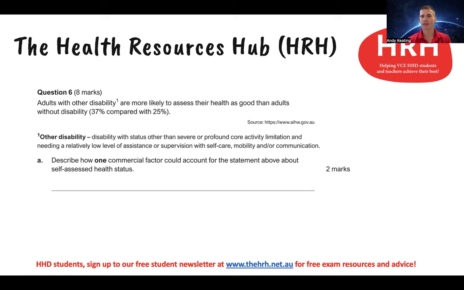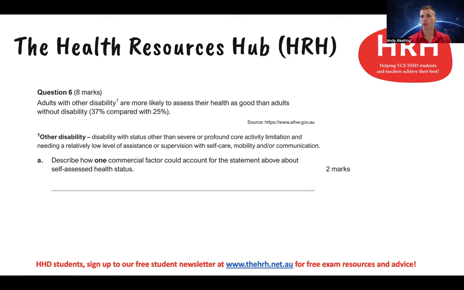So what you're being asked to do after having a look at that information is, for 2 marks, describe how one commercial factor could account for the statement above about self-assessed health status. The statement above is talking about adults with other disability being more likely to assess their health as good than adults without. So you've got to come up with a commercial factor that could contribute to these adults with other disabilities being more likely to assess their health as good than adults without a disability.